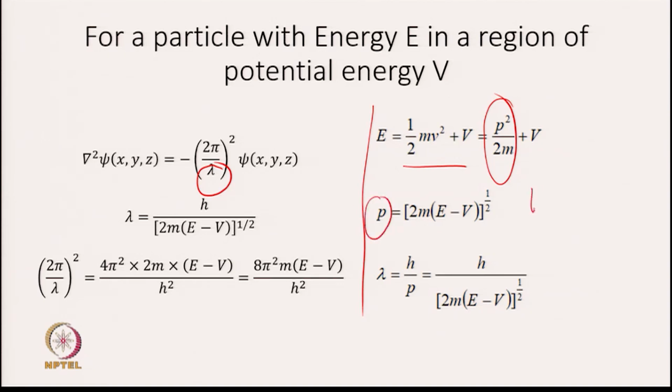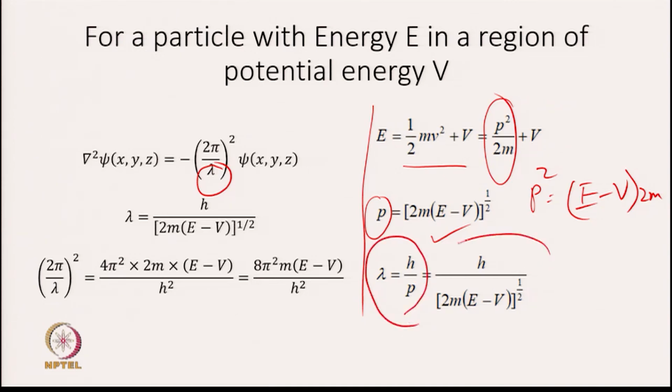p square will be E minus V into 2m, and so p is equal to square root of 2m(E minus V). And we know that from the de Broglie equation, lambda of an electron will be given by h by p. So, lambda can be replaced by h over the square root of 2m(E minus V).